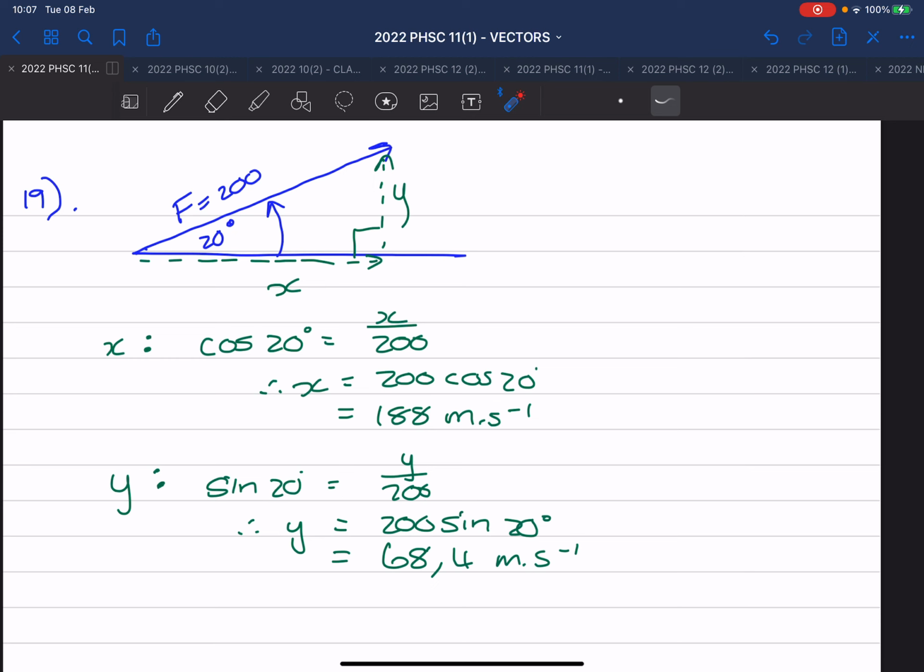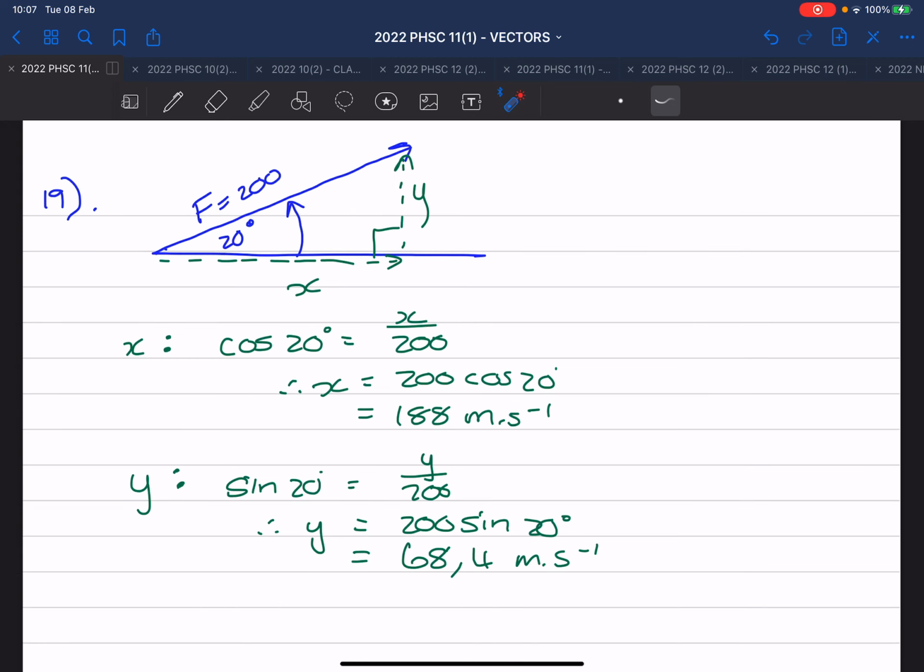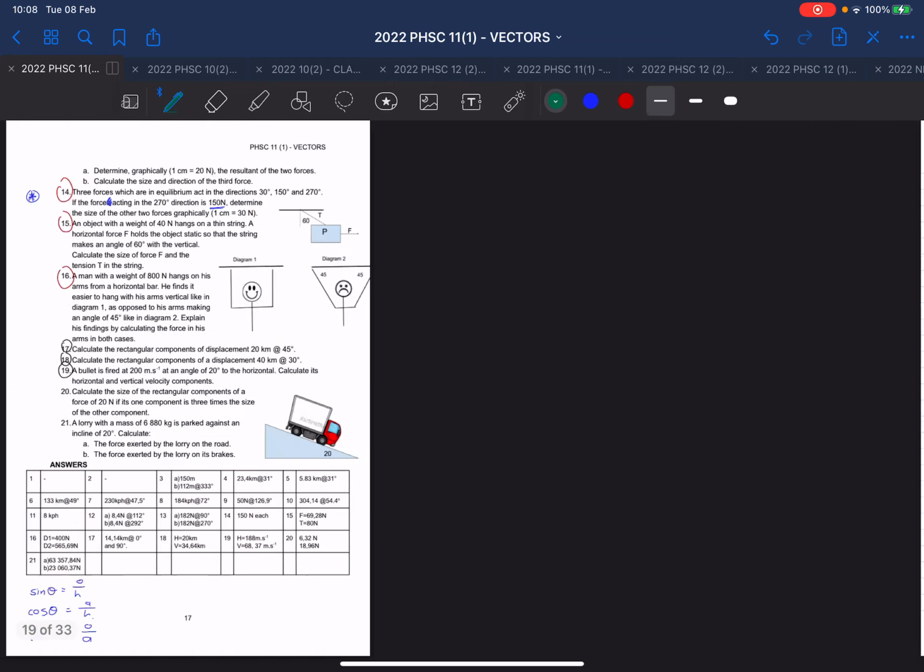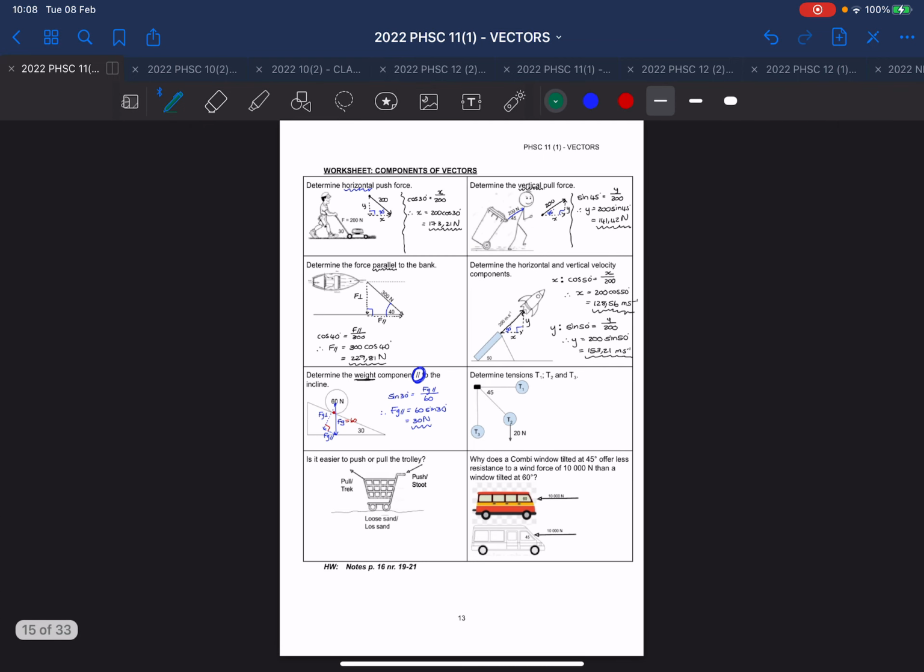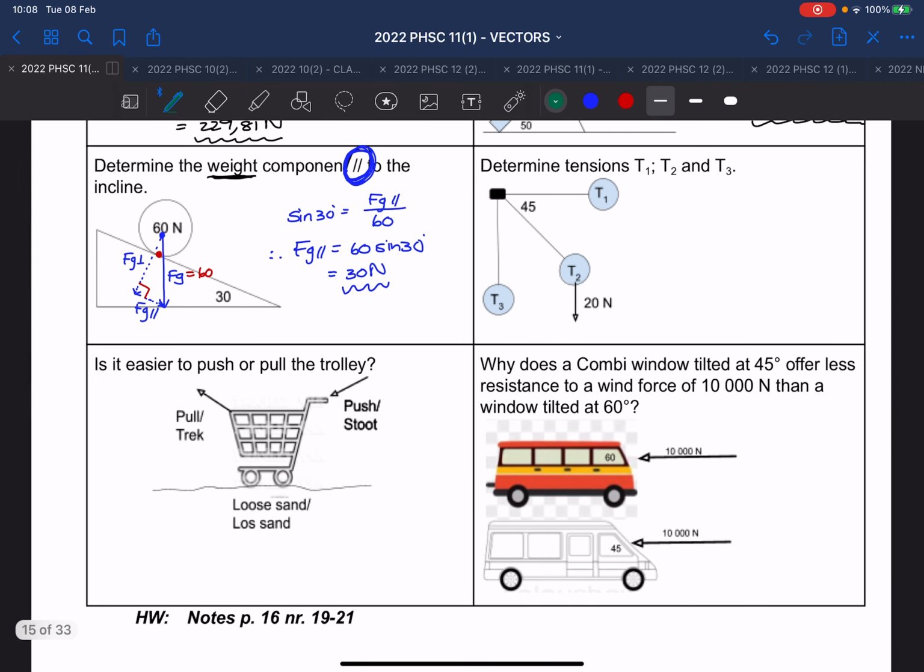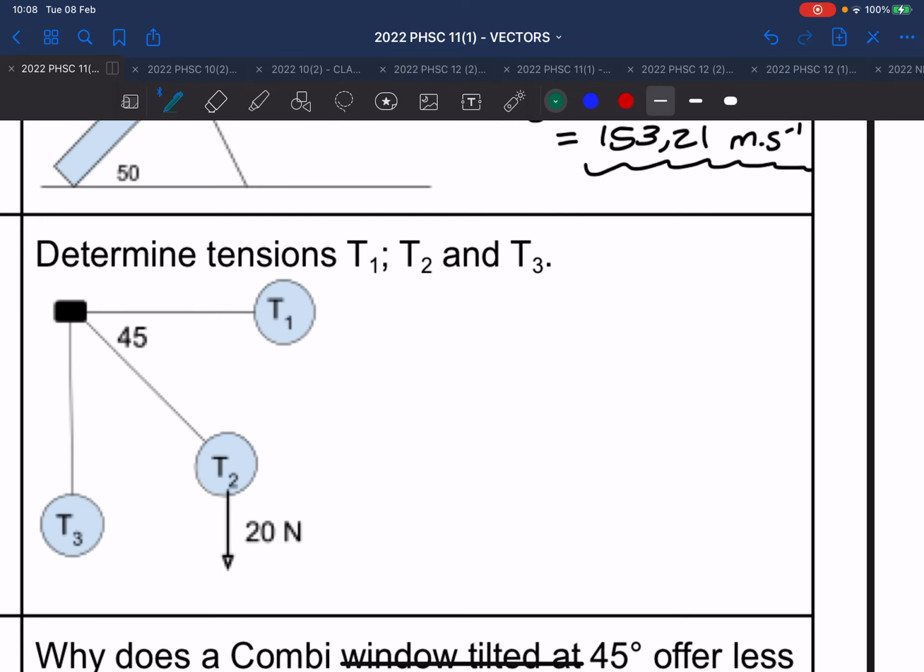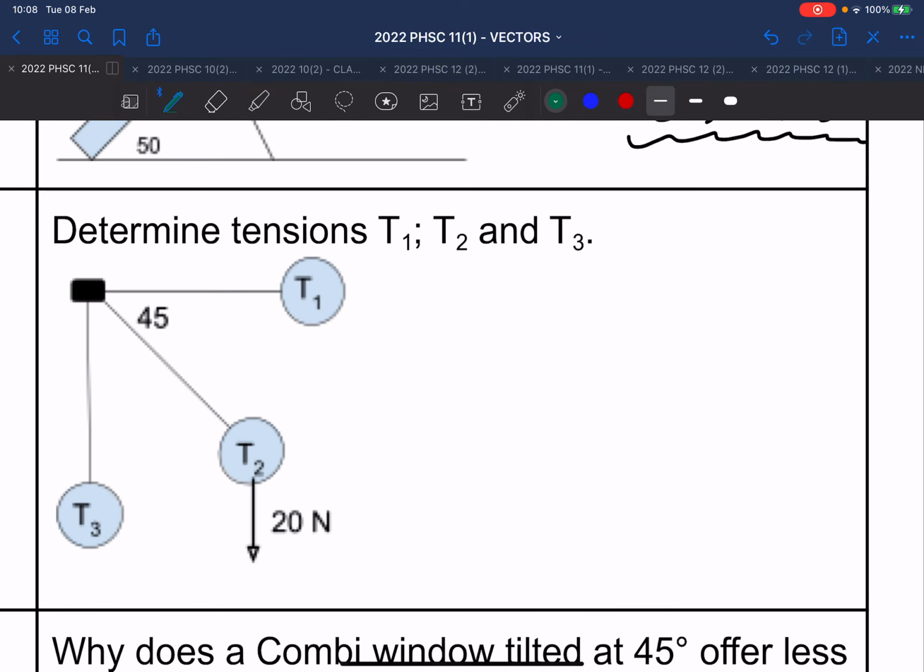Back to your notes. Your notes are on page 13, I think. Okay, now these next three are good multiple choice questions where you must understand a concept. For the first one there, they say determine tensions T1, T2, and T3.